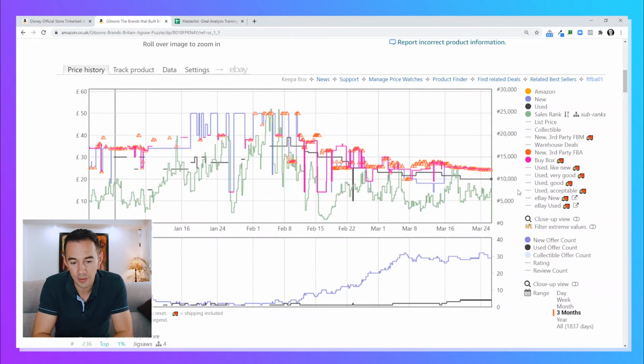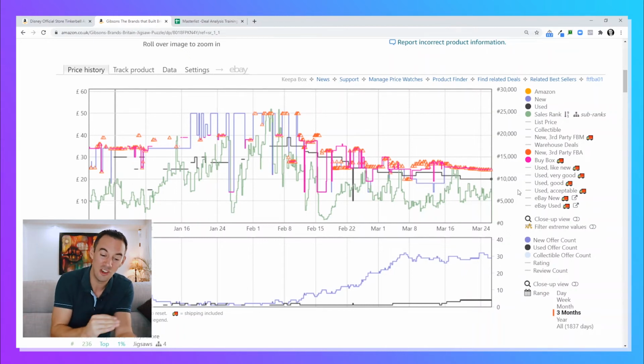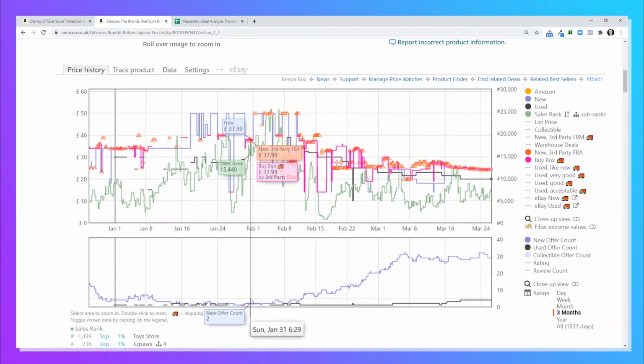Now, the final thing which I'm going to look at is quite simply the number of new sellers on the listing. And I can see back in January around here, we had new offer counts of 1, 2, but right now we're up to 30. So just be aware that right now there is a lot of competition on this listing. What's also happened, the price has come down, but also the sales rank is pretty much consistent. It is selling a very good volume of products.